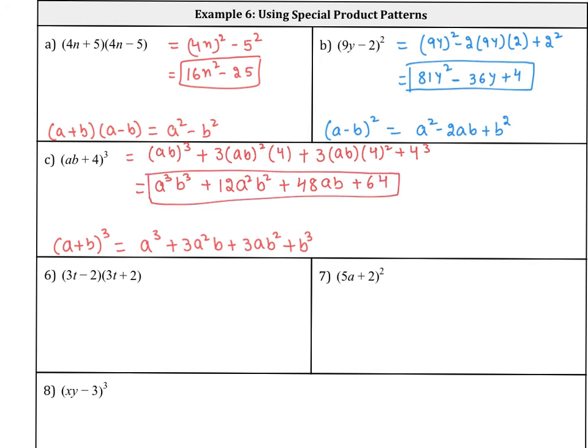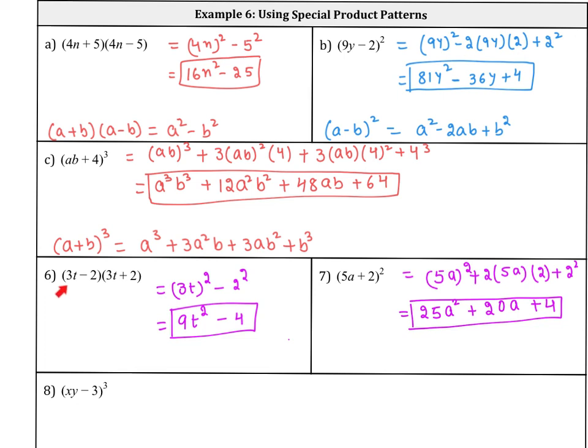Again, you just have to remember the formula and plug it in, a as the first term, b as the second term. I'm going to ask you to pause the video and try 6, 7, and 8 and then match the answers with me. For number 6, I apply the formula a minus b times a plus b, that is a square minus b square. So the answer is 9a square minus 4. For number 7, I applied the formula a square plus 2ab plus b square. So the answer is 25a square plus 20a plus 4.